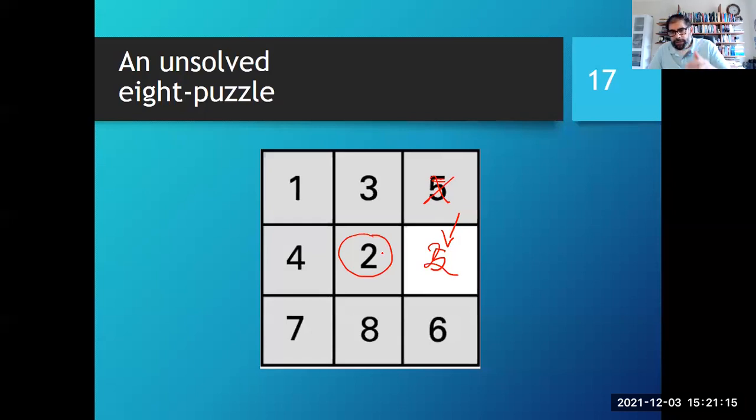How easily will this move take the system to the desired state, or how quickly will it take the system to the desired state? And then based on that estimate, it will decide which move should be the best move at this point.